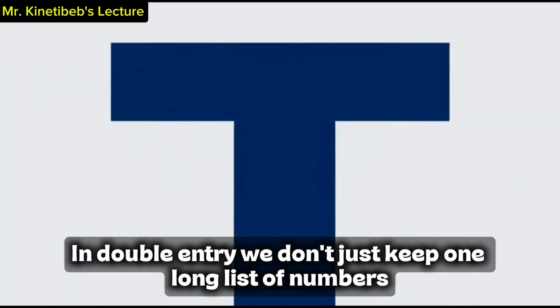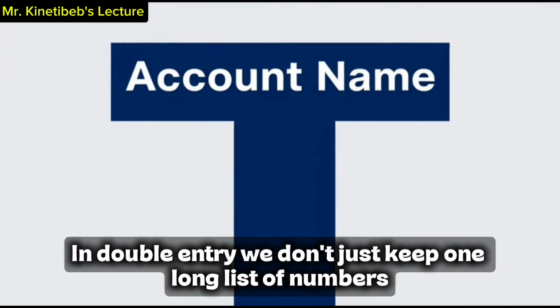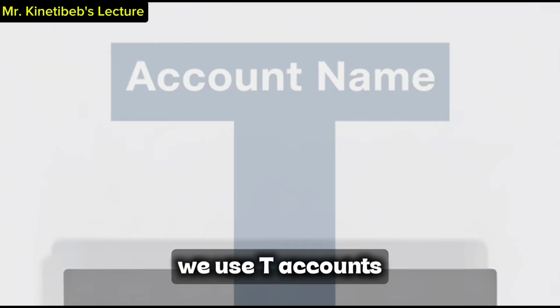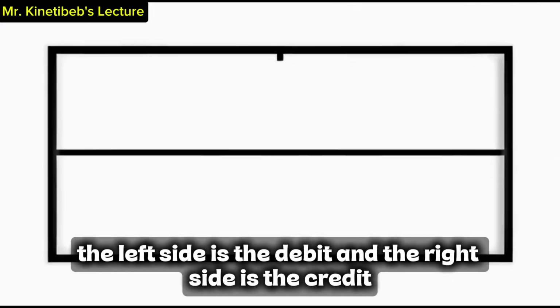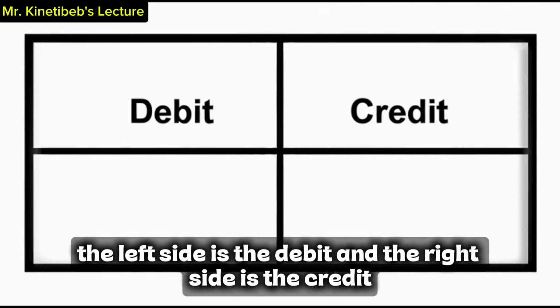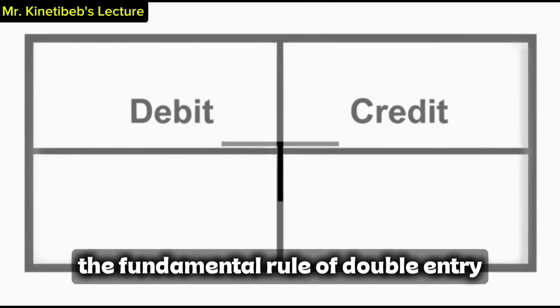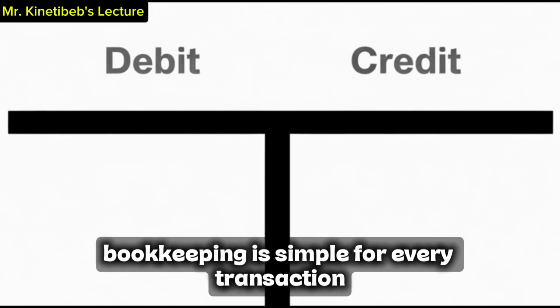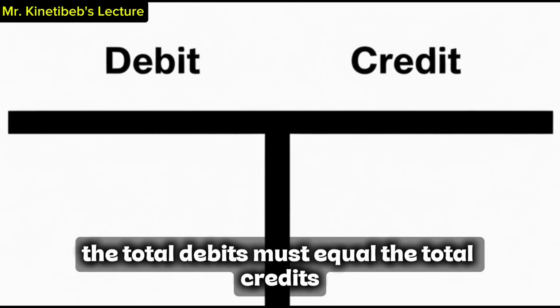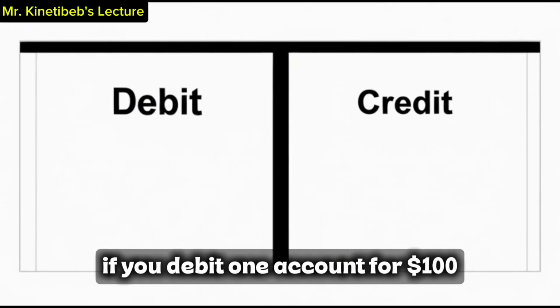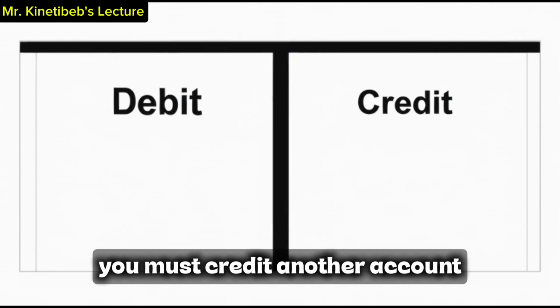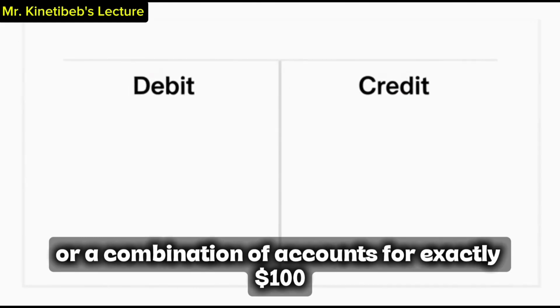In double entry, we don't just keep one long list of numbers. We use T accounts. Every category, like cash or rent expense, has its own T account. The left side is the debit, and the right side is the credit. The fundamental rule of double-entry bookkeeping is simple. For every transaction, the total debits must equal the total credits. If you debit one account for $100, you must credit another account, or a combination of accounts, for exactly $100.